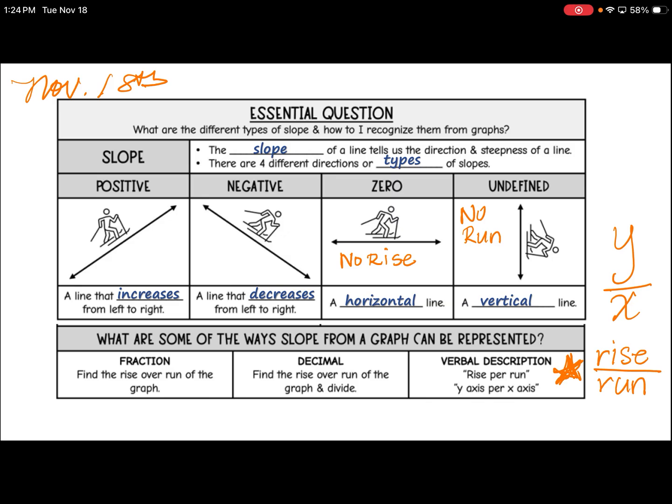Before we start that, I use this little guy up here on the wall that I'm going to show you to help my 7th grade class remember the types. This is called Slope Man. He doesn't look very happy, but he is Slope Man.